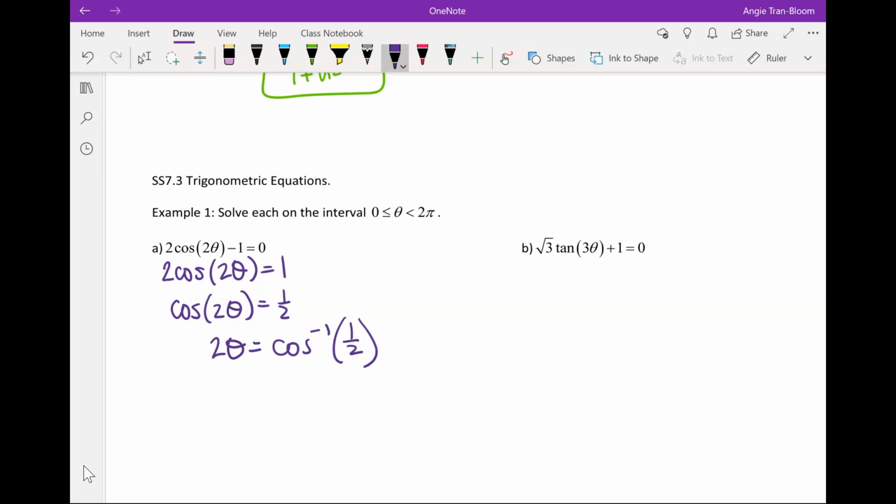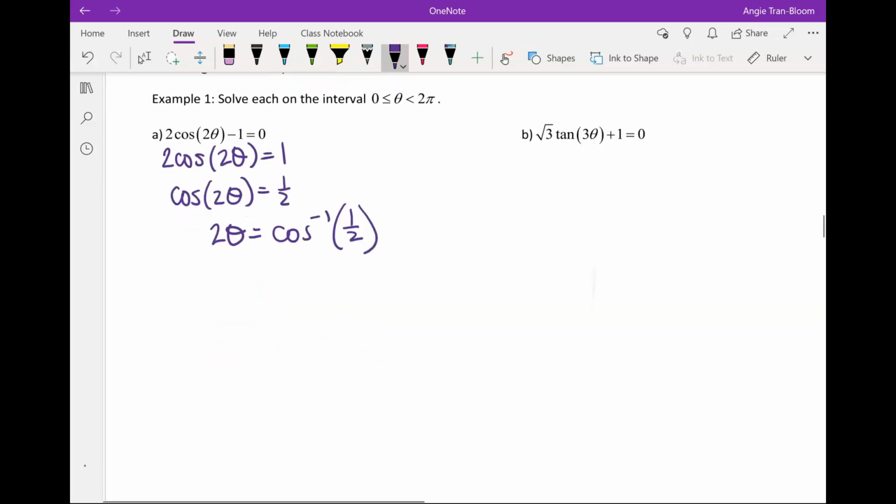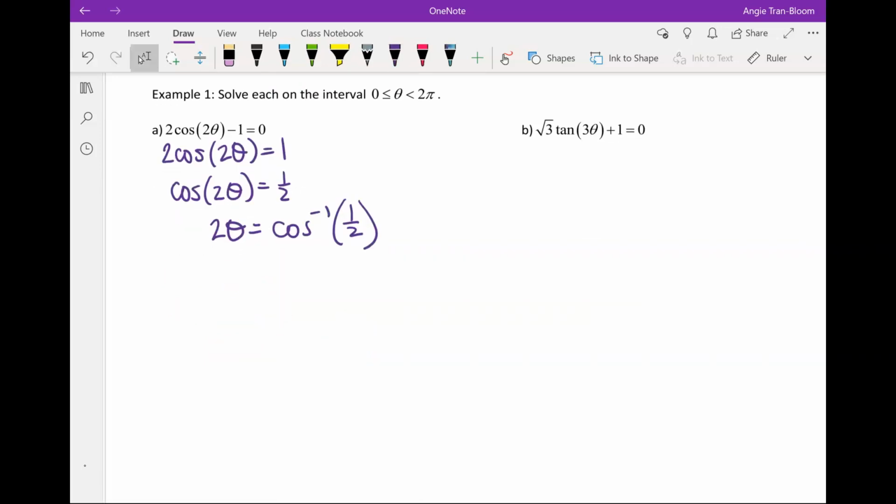So what quadrant or quadrants is cosine positive half in? 1 and 4. Positive cosine, right? Did I say cosine or cotangent? Cosine. Sorry. So cosine's positive in quad 1 and also in quad 4. What angle in quad 1? Pi over 3. Okay. And then the other one.